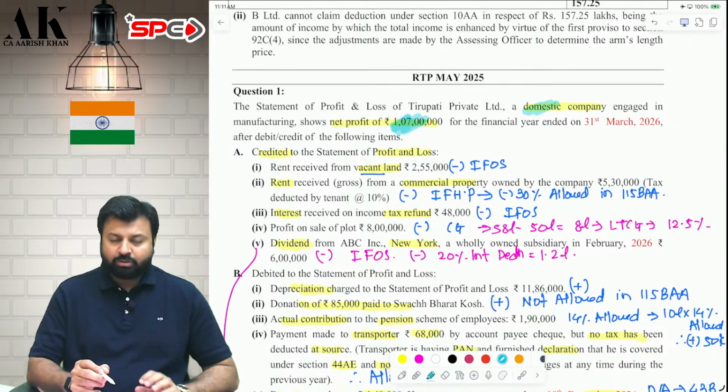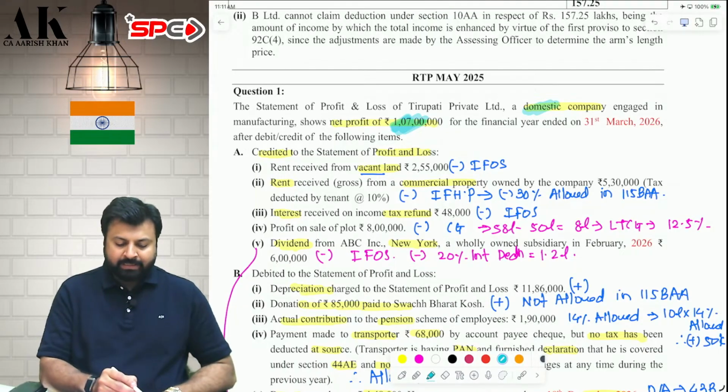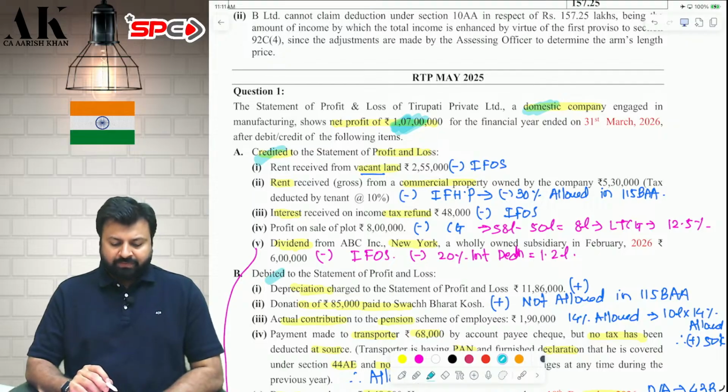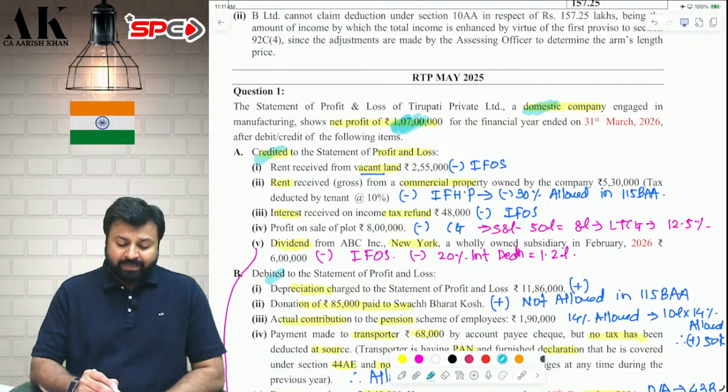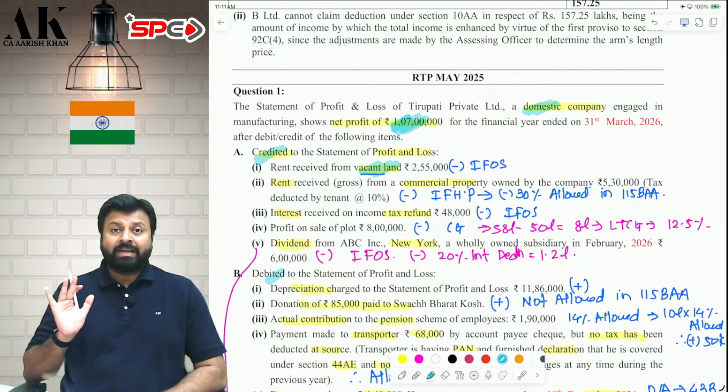The profit is 1 crore 7 lakh. The very first thing which is given over here is the credit to the PNL, and then they have given the debit to the PNL. Let's talk about the credit to the PNL first. The first item which is credited to the PNL is rent received from vacant land. Always remember, when you receive any rent from a vacant land, that goes under IFOS. It is not income from house property.